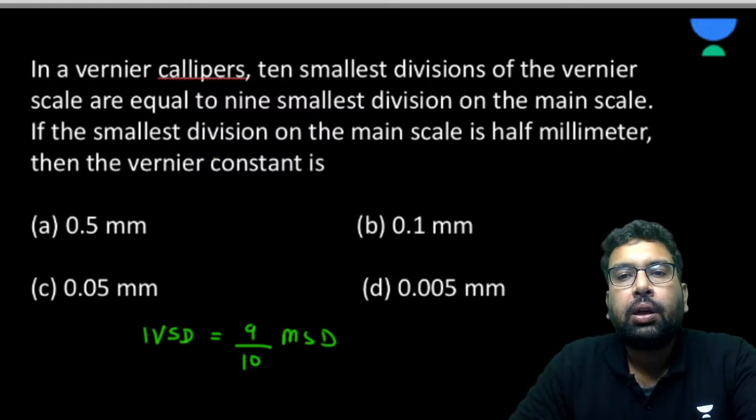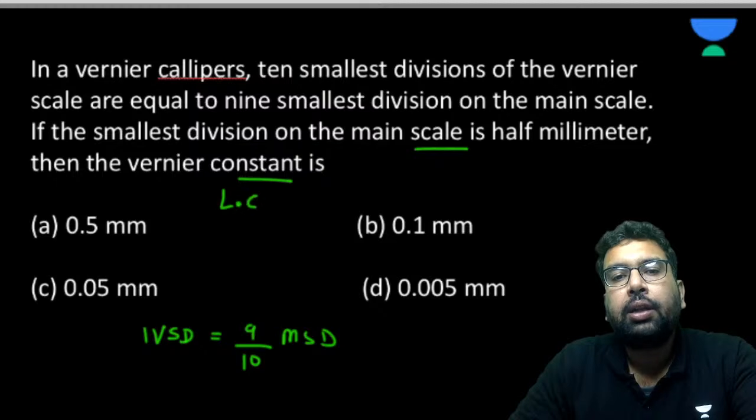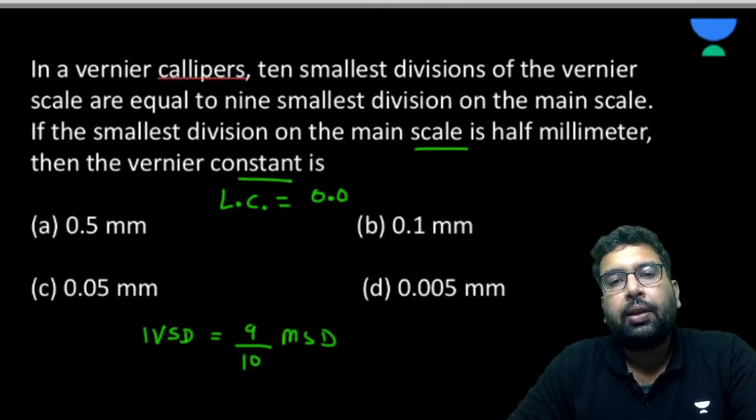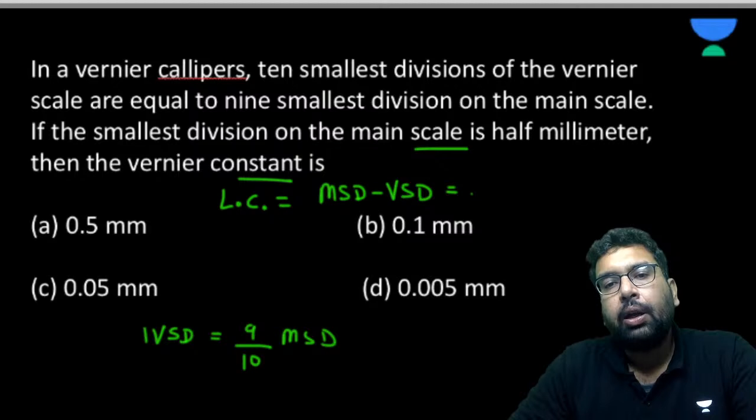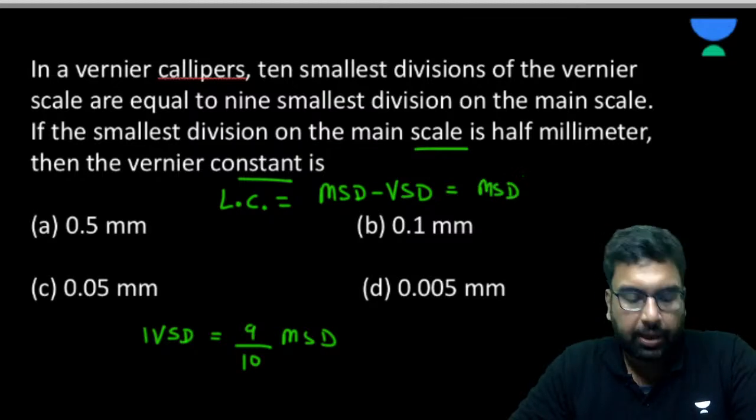So what is the smallest division, the vernier constant? That means they are asking your least count. And the main scale division is half millimeter. So half millimeter, that means 0.5, isn't it? So what is the least count? Least count is MSD minus VSD, main scale division minus vernier scale division. Okay.